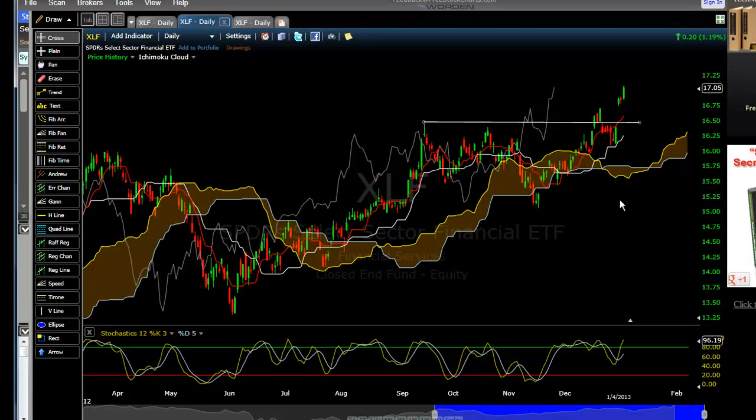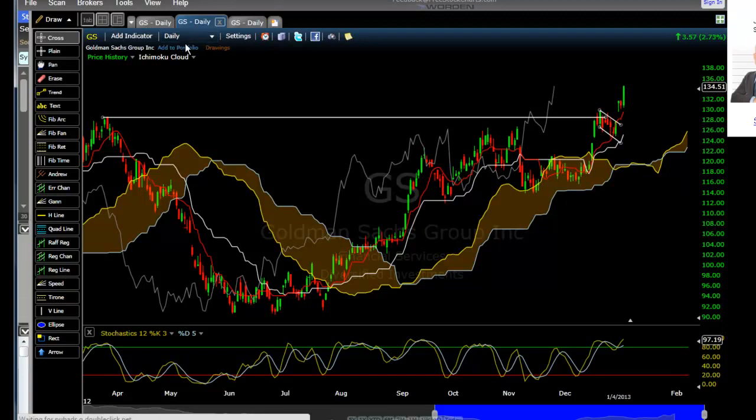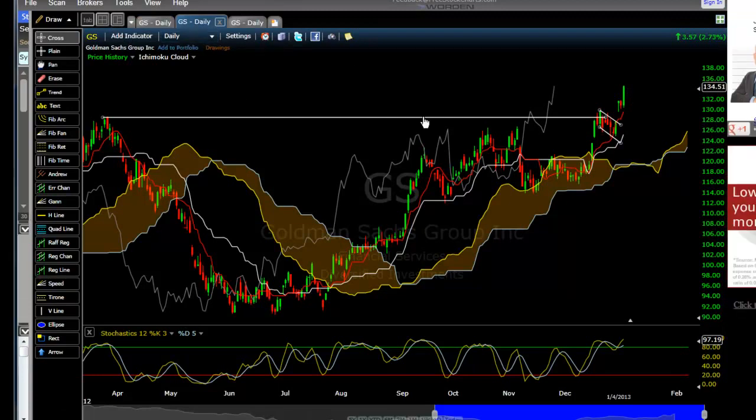If you look at GS, you can see what we flagged here at these highs, and then we bolted on Wednesday when we gapped up, but we're continuing. So this is something I would keep an eye on for a fade, if we see any indication of sellers stepping up.